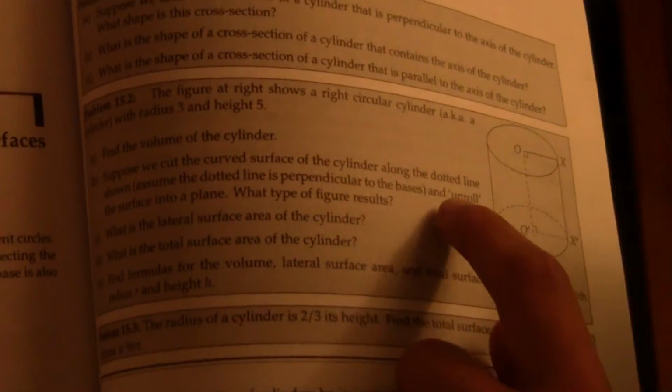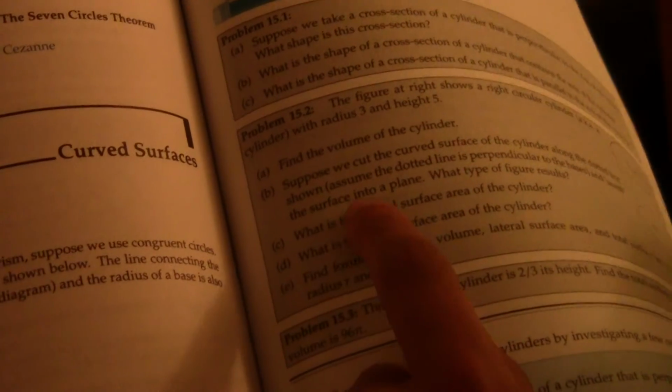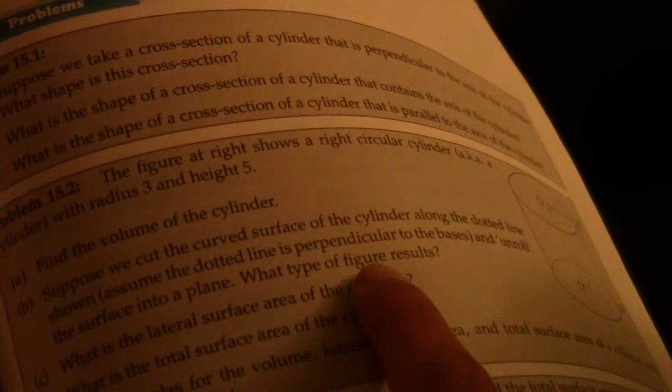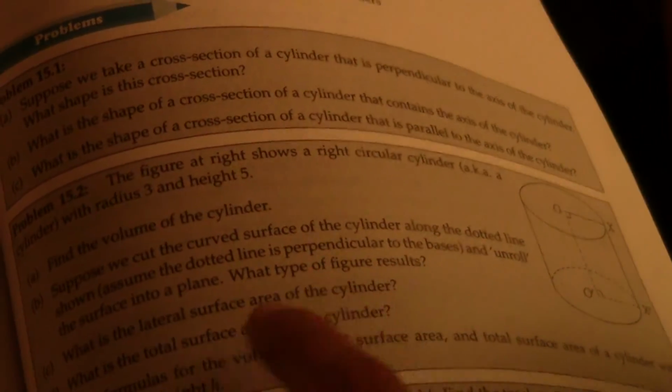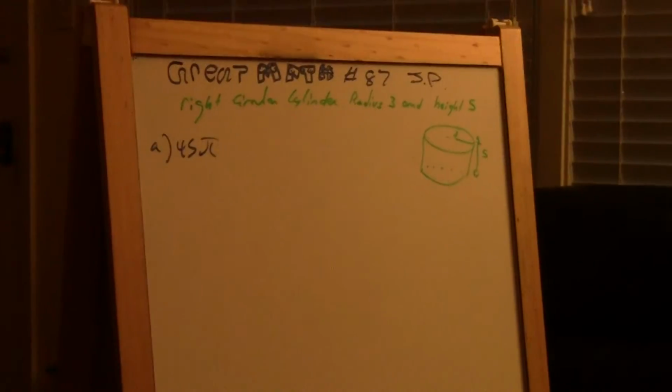Suppose we can cut the curved surface of the cylinder along the dotted line, as shown. Assume that the dotted line is perpendicular to the bases, and unroll the surface into a plane. What type of figure results? Okay, let's think about this.